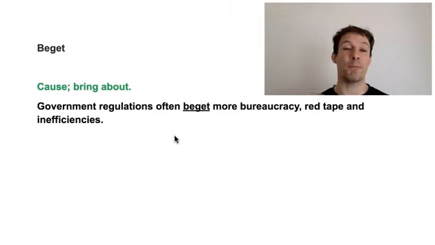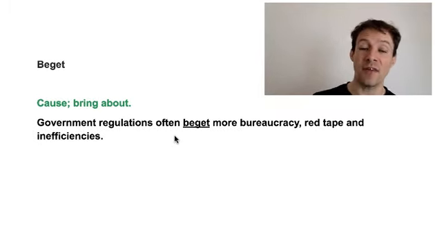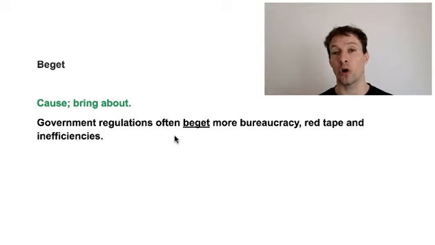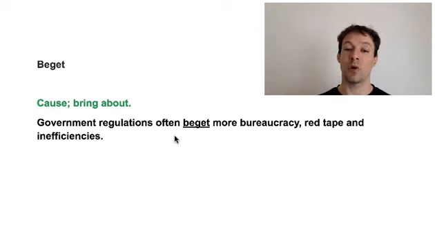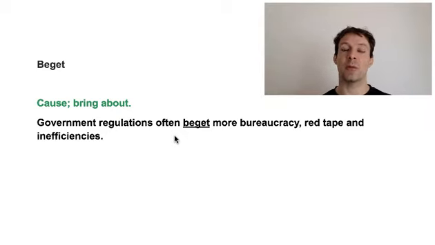Next one, beget. Now, if you've heard beget before, that's fantastic. If you haven't, it basically means to cause, to bring about. So in this instance, we could say government regulations often beget more bureaucracy, red tape, and inefficiencies. And once again, what we're doing is we're changing something that's quite common, quite widespread, often cause bureaucracy, and we're upgrading it for something that's less frequent, that's used less often.